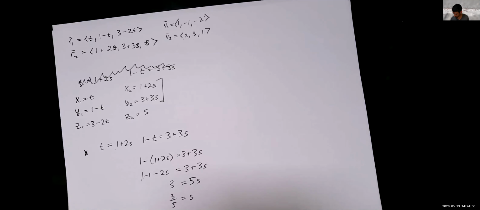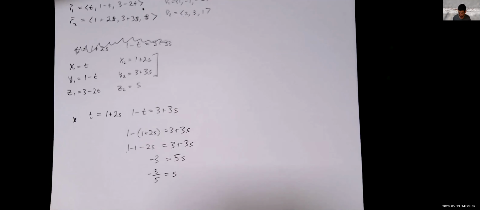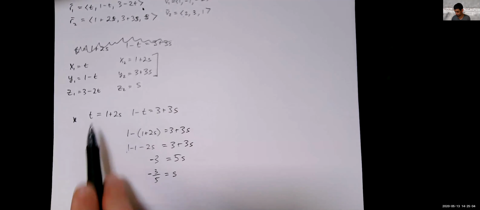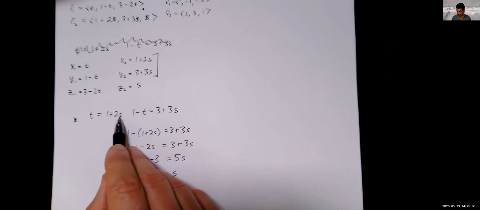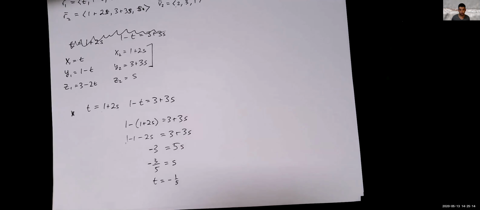I feel like I lost a negative. Oh, I did lose a negative when I subtracted the 3 over, so there's a negative in there. Sorry about that. So then it's simple enough to throw this value in here, and I'll get that t is equal to -1/5.